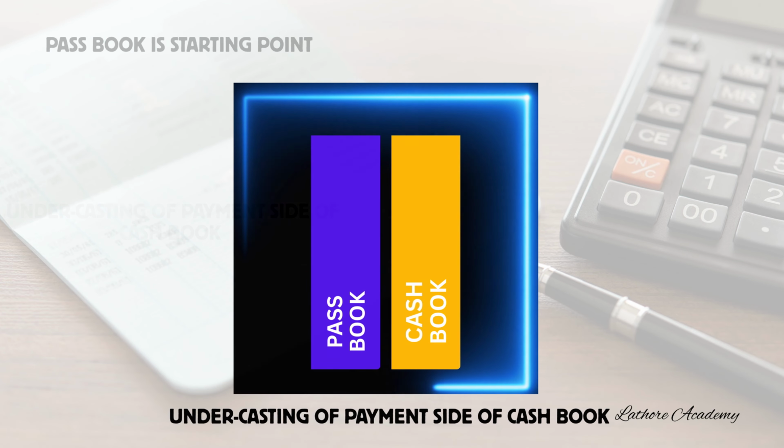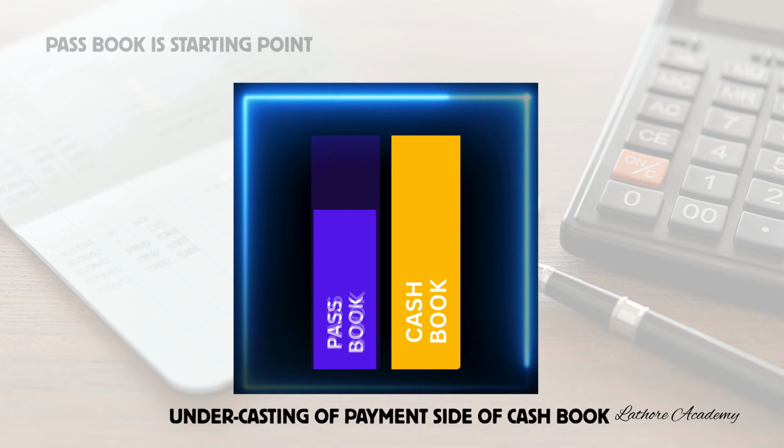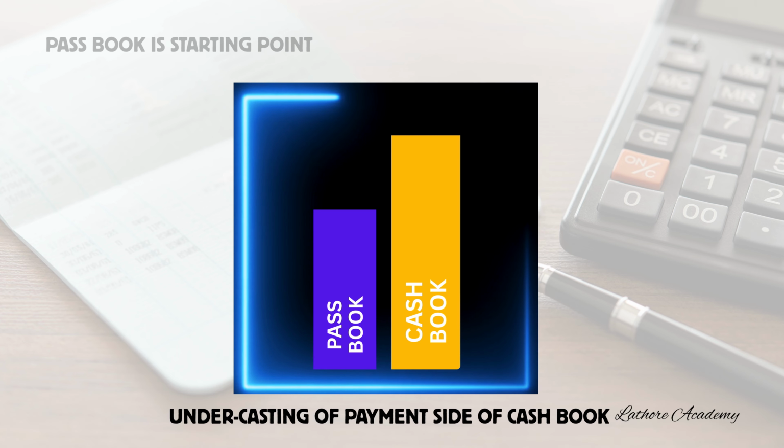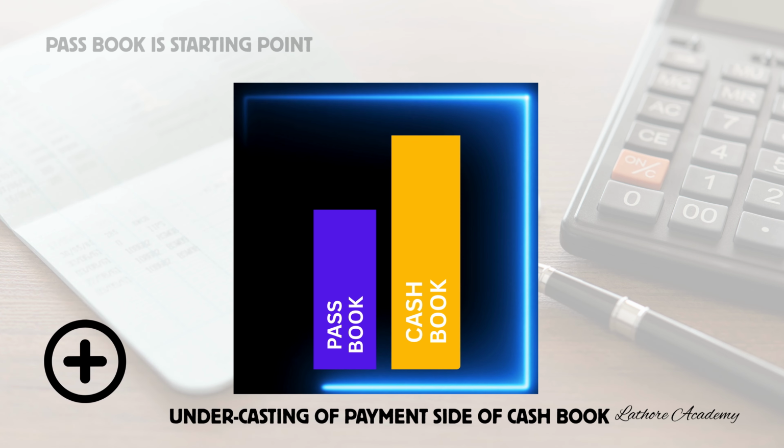Since the accountant, or you, have totaled the payments as less than the actual, your cash book balance appears higher than it should be, isn't it? So we have to add this undercasting difference to adjust upward.